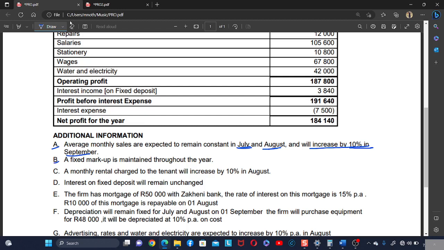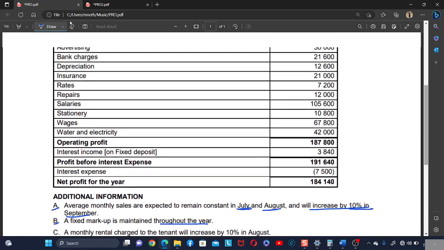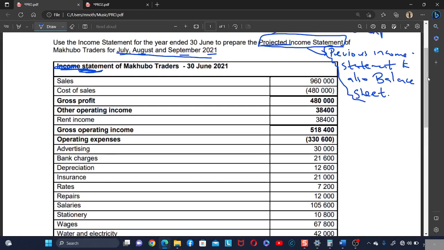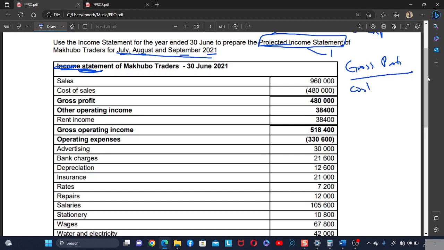A fixed markup is maintained throughout the year. So the markup is the same throughout the year. Now, how do we calculate the markup percentage? To calculate the markup percentage, you must say gross profit divided by cost of sales, and then times 100. The gross profit is 480,000, and the cost of sales is 480,000 also, times 100. Therefore the markup is 100% in this case.